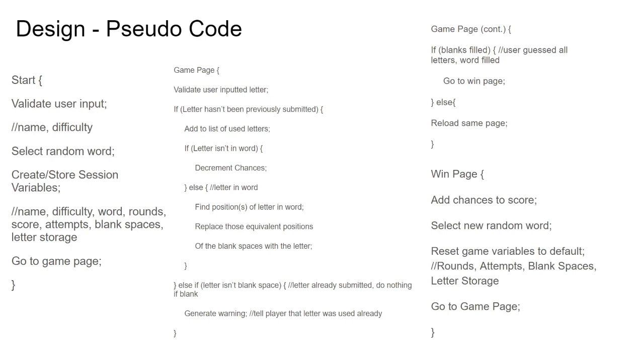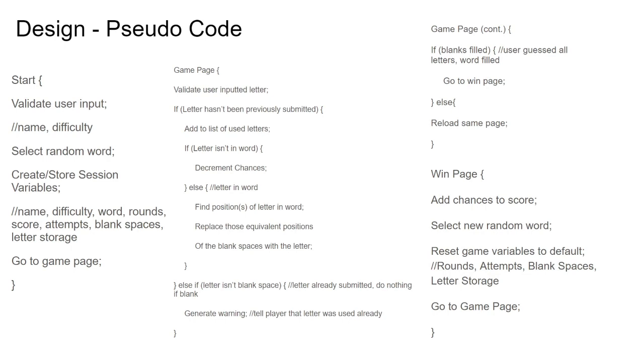Going back to the top if, else, assuming the letter is in a blank space, and in this scenario the letter has already been submitted before, then nothing happens to the blank. And a warning is generated telling that the letter was already used, updating no variables. Continuing to the game page, if all the blanks have been filled, as in the user correctly guessed all the letters, we go to the win page. Otherwise, keep reloading the same page to run this code again.